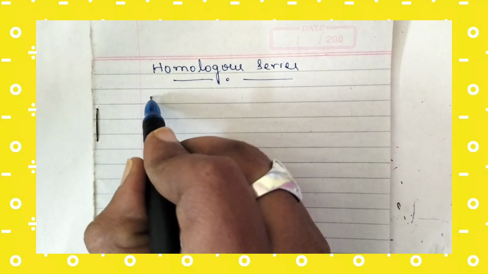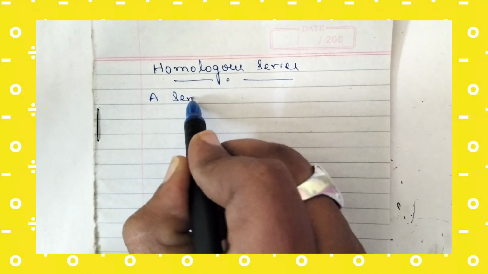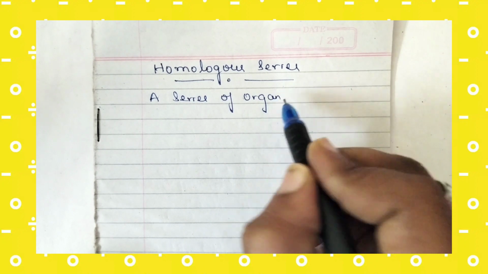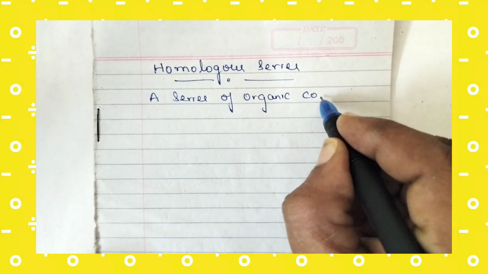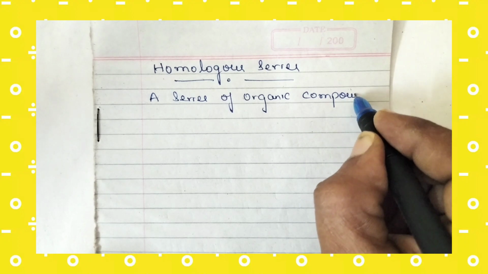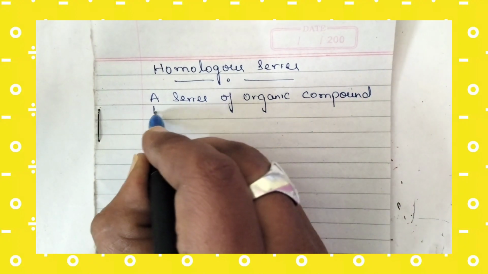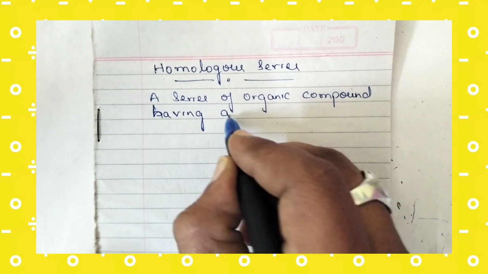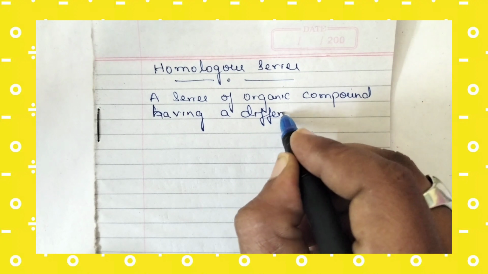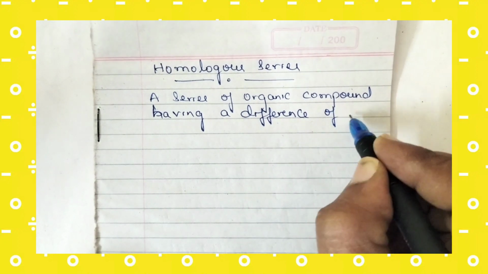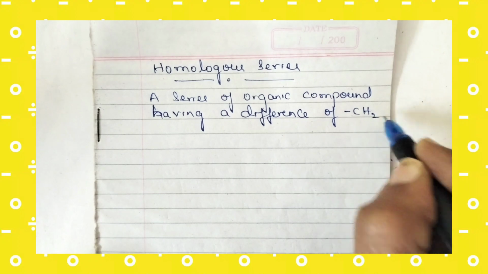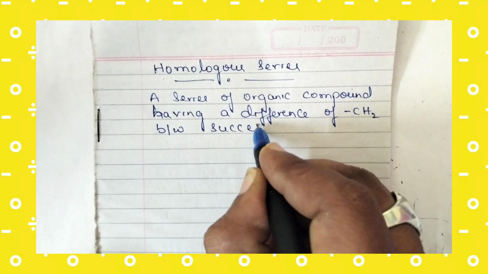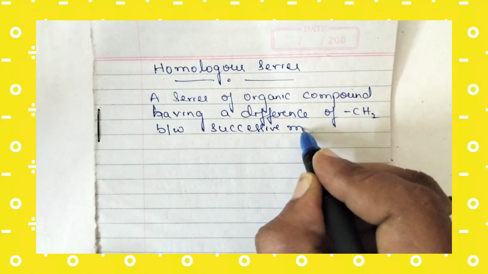What is a homologous series? A series of organic compounds having a difference of CH2 between successive members.